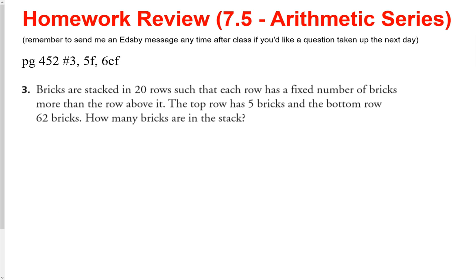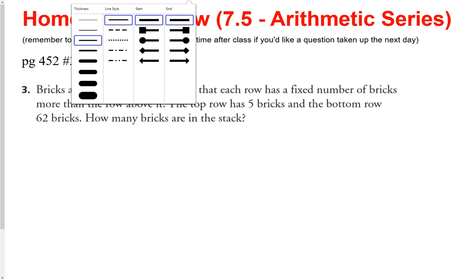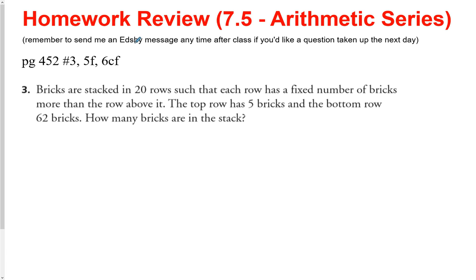All right, I got a nice clean board, so here we go. Let's first see what we know. How much of this can we translate into our normal math that we need to know? We say, okay, how many rows are we talking about here? Well, it tells us right in the question we got 20 rows, so our n is going to be 20. Do we know our first term? That's a. Sometimes we label that as t1, means the exact same thing, our starting term or our first term. We know that that's going to be 5 bricks.